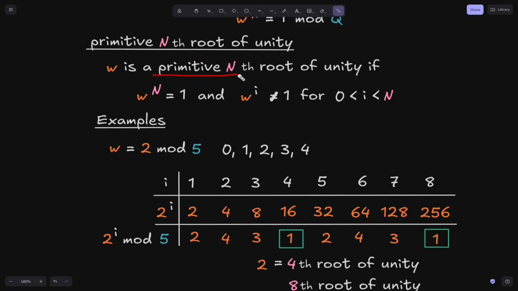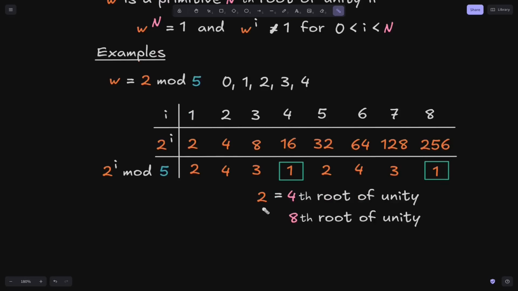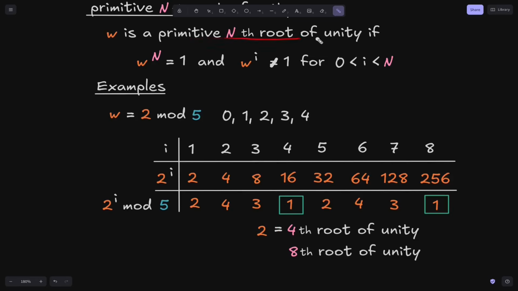Okay, how about primitive nth root of unity? A number w is a primitive nth root of unity if w raised to the power of n is equal to 1 and w raised to the power of I is not equal to 1 for I greater than 0 and less than n. So let's apply this to our number 2. Is 2 a primitive 4th root of unity? Well, 2 raised to the power of 4 will be equal to 1, so it satisfies this condition. And how about this condition? For I less than n, which is 4, is it not equal to 1? Well, let's check our evaluations. So we need to look at 2 raised to the power of I up until 4, excluding 4. And we see that all of the evaluations are not equal to 1. So this makes 2 the primitive 4th root of unity.